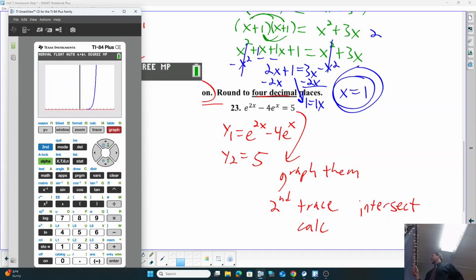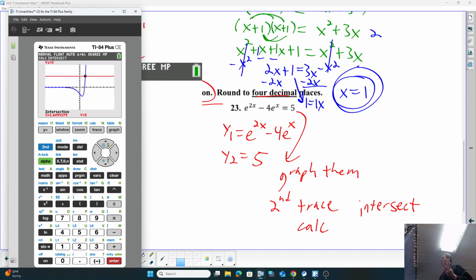There we go. I'm going to go to zoom 6 to fix my window; zoom 6 is our 10 by 10 graph. Wow. So there's our intersection. Okay, it's going to be a little tricky. Second calc. Where's the intersection? It's going to ask for the first curve. You're just going to push enter. Now it's asking for the second curve. Enter. And then guess, right where it is. Push enter. Enter 3 times.